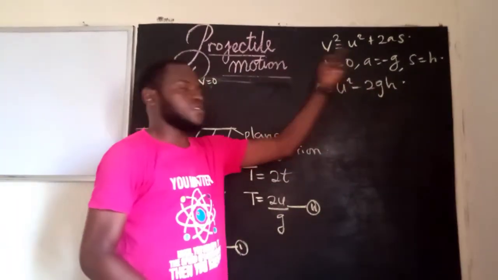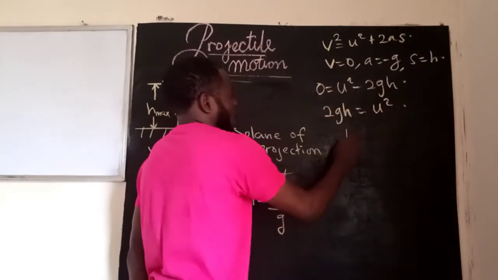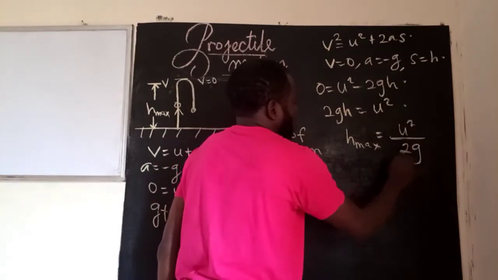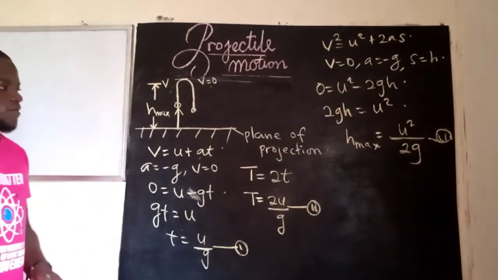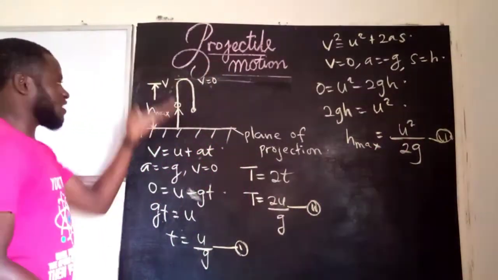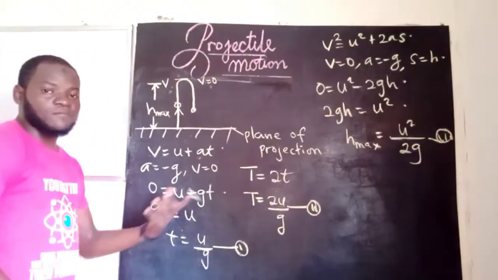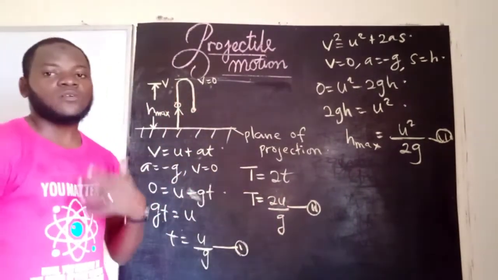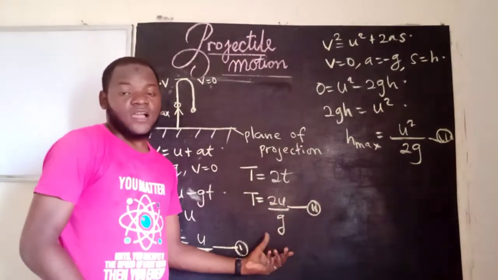So if I take this one to the other side of the equation, I'll have 2gh equal to u squared. Hence, the maximum height covered by the body is u squared over 2g. And this will be our third equation. So you get this clear now. The maximum height covered by the body when you project it upward is u squared over 2g. And the time taken to reach the maximum height is T, and the time taken for the body to be on air, which we call time of flight, is 2u over g. Are we together?